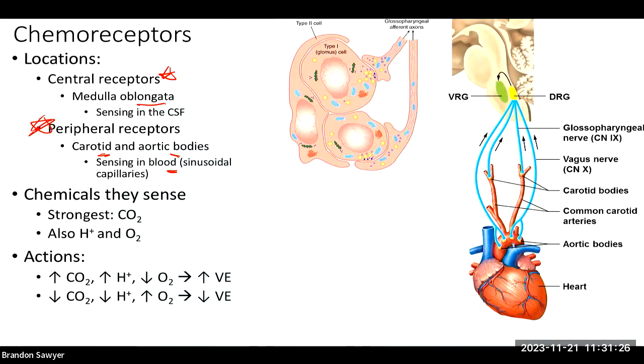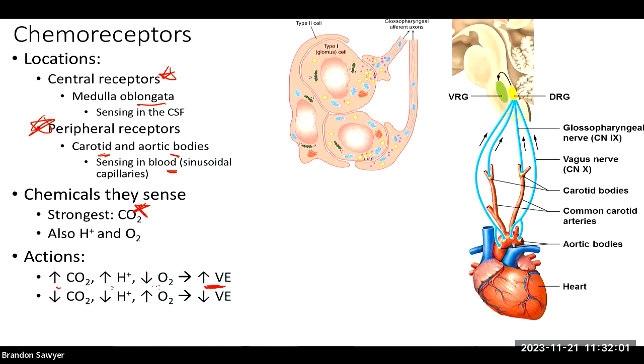So CSF, if we're talking about the central receptors, and then blood in the carotid bodies and aortic arch. The strongest influencer of this chemoreceptor reflex is CO2, but there are also receptors for hydrogen and oxygen levels. These are similar to what you might think. Things associated with increased metabolism make us breathe more, and things associated with decreased metabolism make us breathe less. So high CO2, high hydrogen, and low oxygen all lead to an increase in ventilation, and it's just the opposite for a decrease in ventilation.